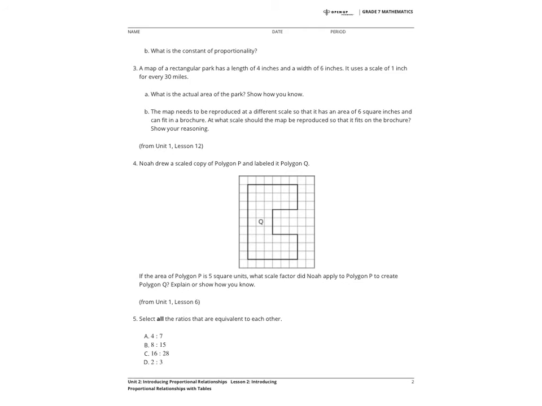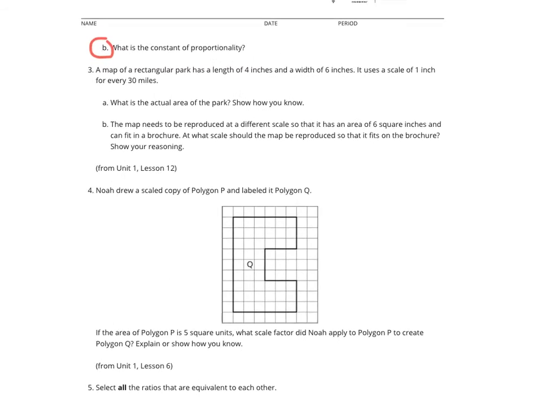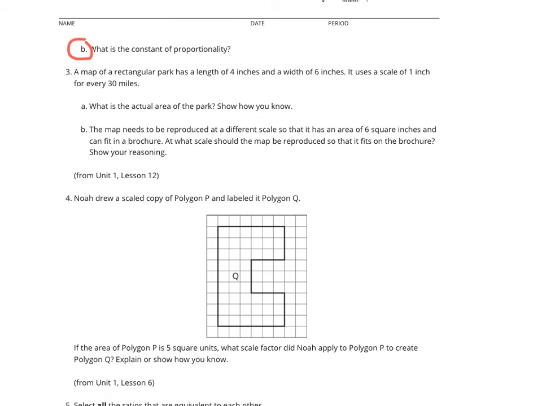And again, my pages are a little mixed up here. Question B, what is the constant of proportionality? For that question. A map of a rectangular park has a length 4 and a width of 6 inches. Use a scale of 1 inch to every 30 miles. Remember that we are scaling in 2 directions here, okay? And I want you to skip question B here. Let's answer question A, find the actual area of the park, and then skip question B.